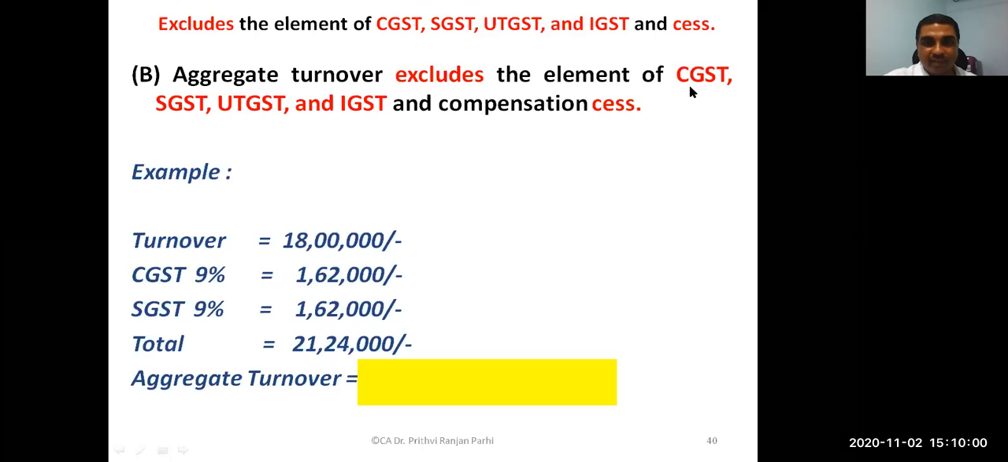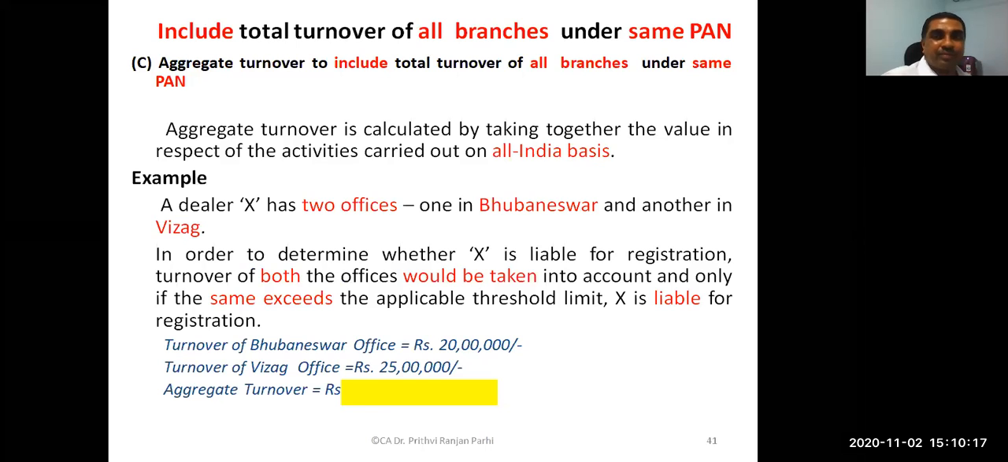18 lakhs. Yeah, 18 lakh is the answer because CGST, SGST, IGST, etc. will not be included. 18 lakh is the answer. That's the right thing. Now, one more concept we have to learn.